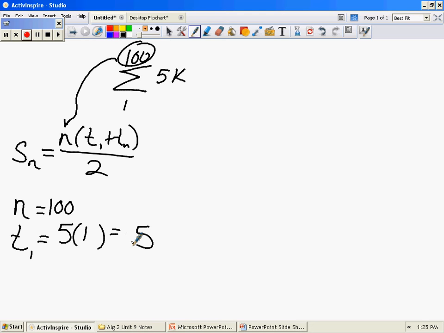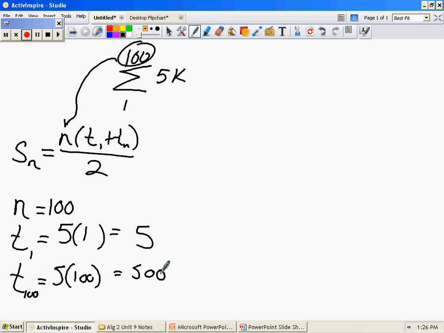Now I want to find out the nth term. When they say the nth term in the formula, they put an n there because the last term is always going to change. But what is my last term that I'm really looking for here? I'm looking for the 100th term. That's the nth term. So what is the last term, T100? That would be 5 times 100, which is 500. Well, there are the 3 numbers I need to get my sum.